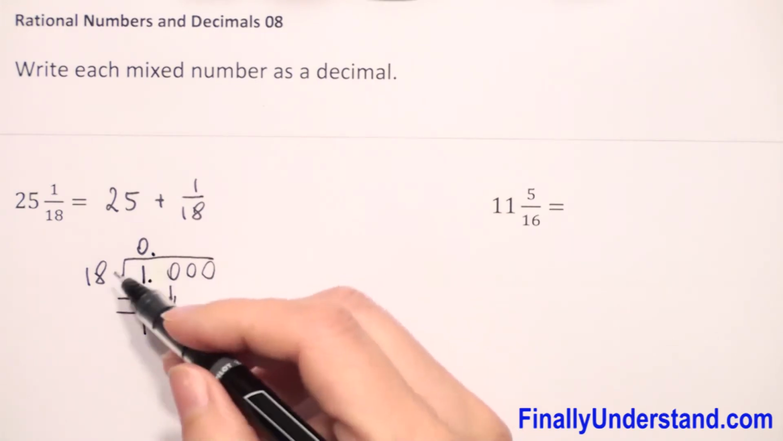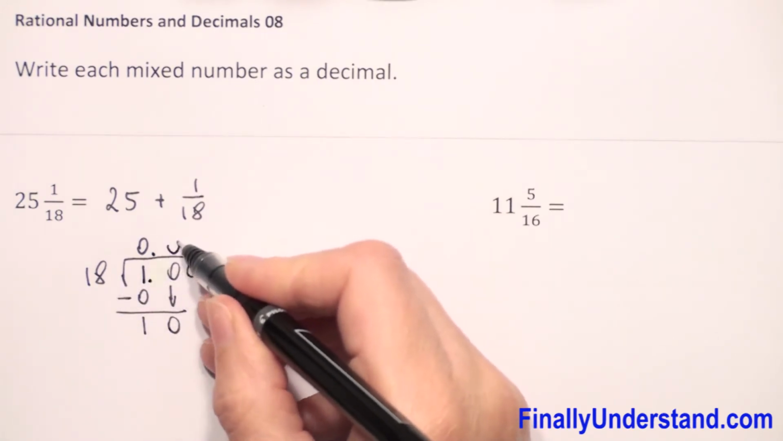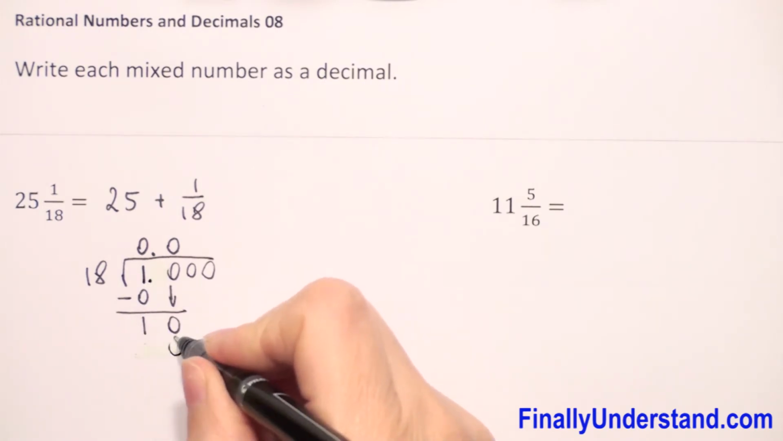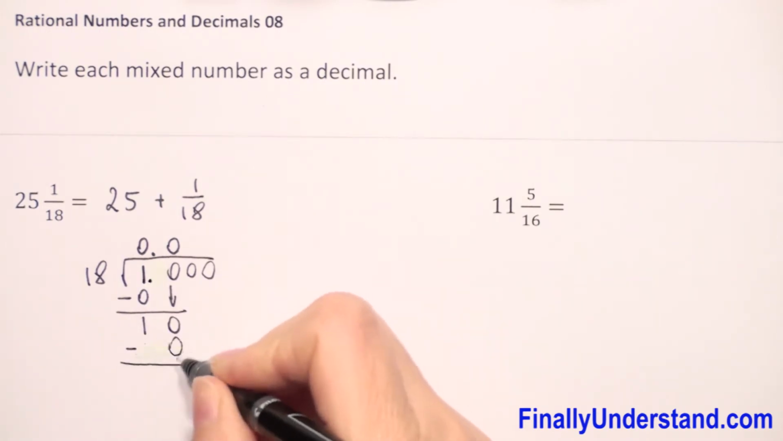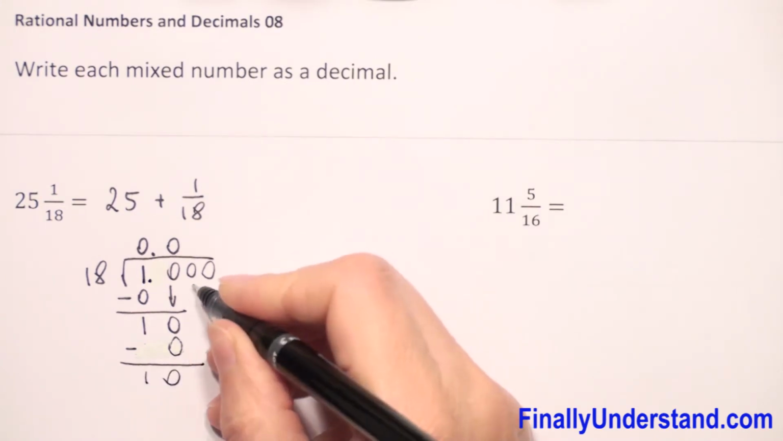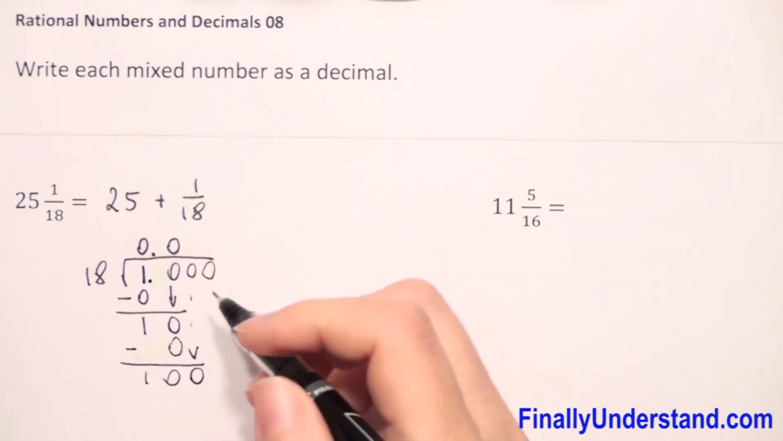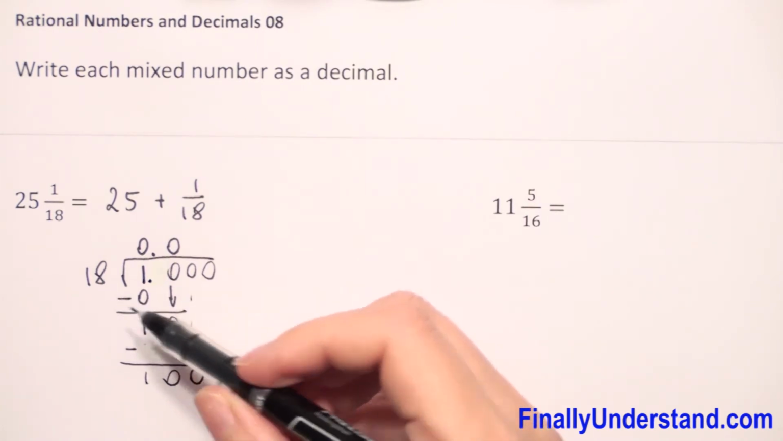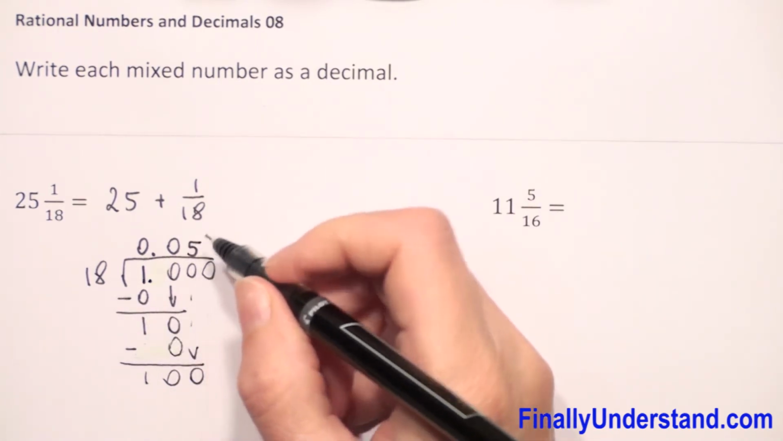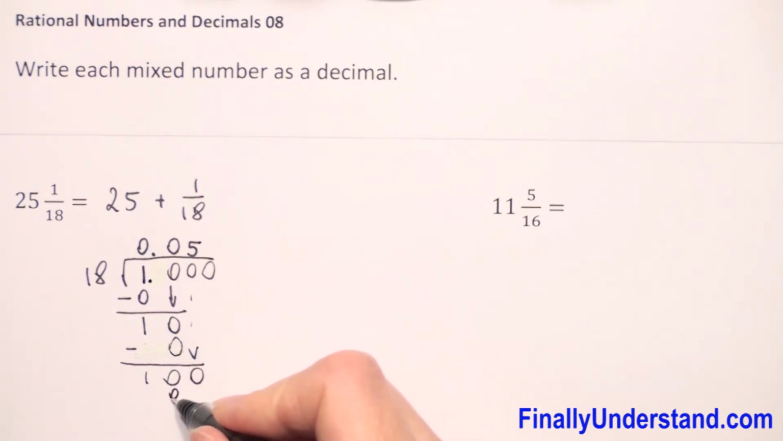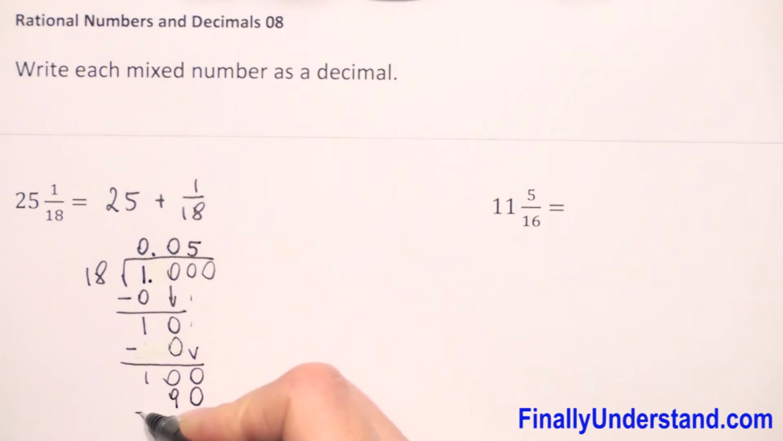So now 10 divided by 18 is 0. 0 times 18 is 0. Subtraction. 10 minus 0 is 10. We have to take down the next 0. So it will be 100 divided by 18 is 5. 5 times 18 is 90. Subtraction. 100 minus 90 is 10.